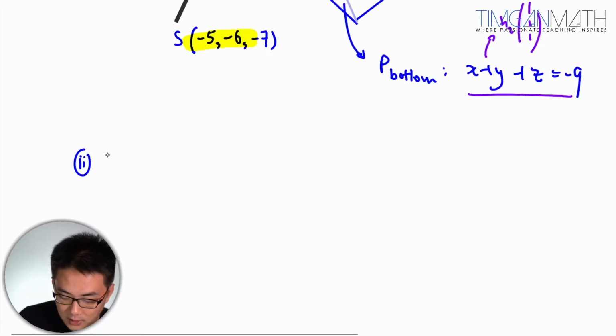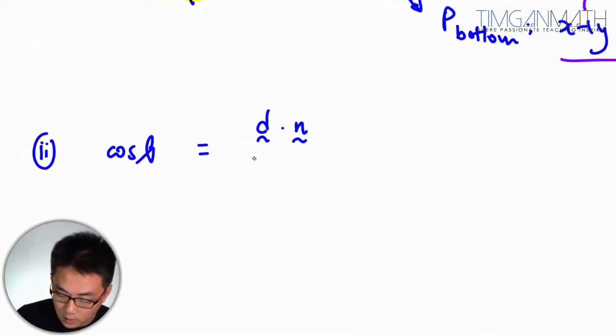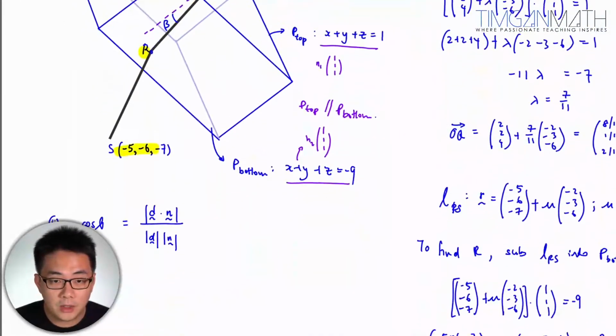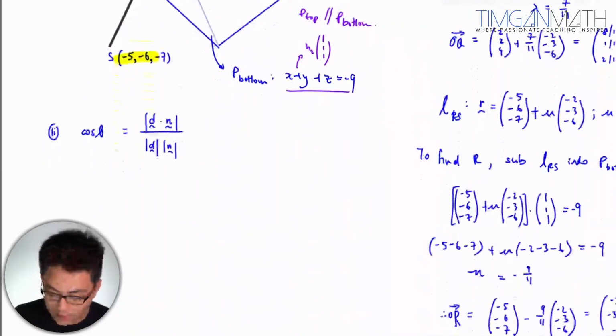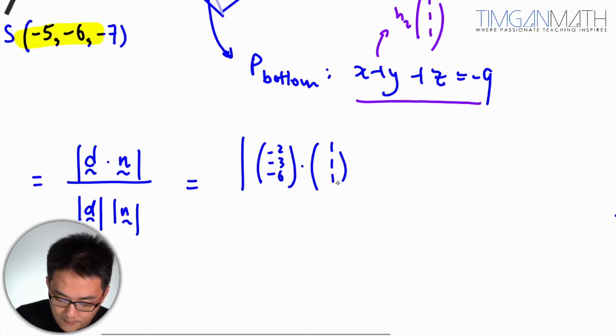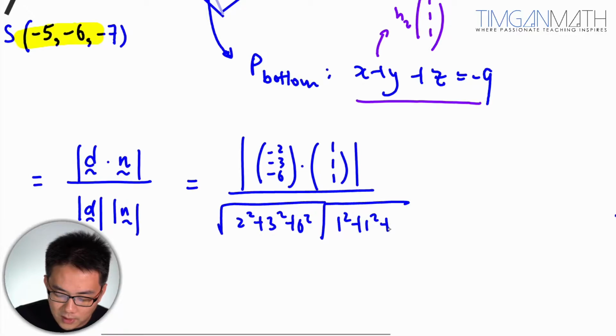I don't know. But they are acute, so I don't really need to worry about it. What I need to do is actually cosine theta would just be d dot n, since they have the same normal, right? So over mod d mod n, and because they're acute, I'm just going to mod it. That's about it. So take the direction of the line, which is -2, -3, -6. So this will be -2, -3, -6 dot with the normal of the plane, which is actually 1, 1, 1. And this will just be square root of 2 square plus 3 square plus 6 square over 1 square plus 1 square plus 1 square. That's about it.